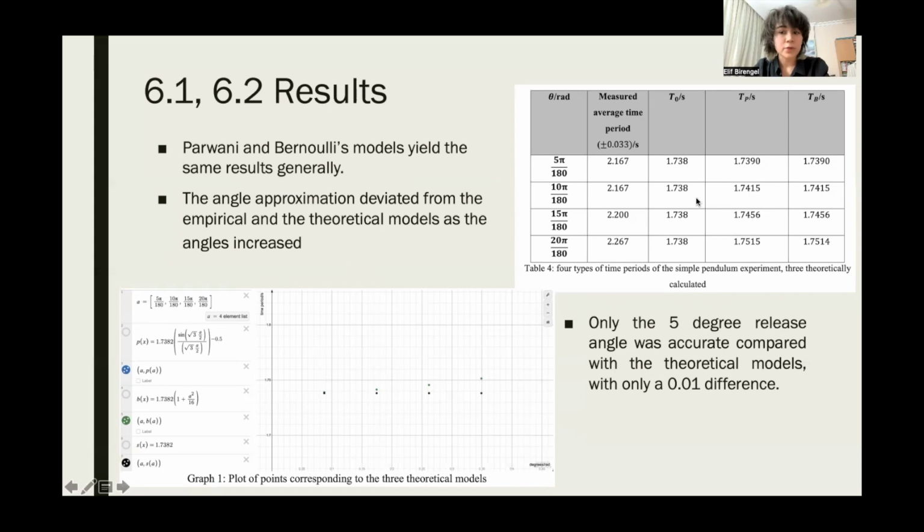And the small angle approximation does not really correlate with either the empirical or the theoretical parts for the largest angle. So we can say that the small angle approximation is not accurate for angles larger than, say, 10 or even 5 degree pendulums.